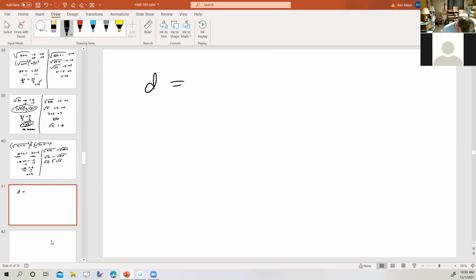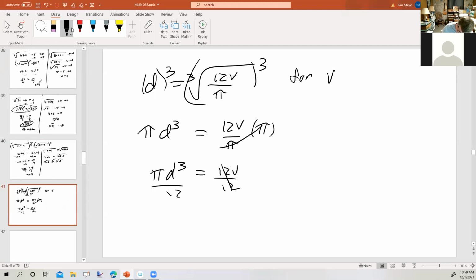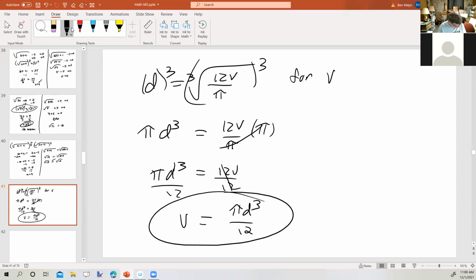And we have some formulas. D equals the cube root of the quantity 12v over pi. And we want to solve for v. Well, to get rid of the cube root, we're going to cube both sides. So we get d cubed equals 12v over pi. We're solving for v. So now I'm going to multiply both sides by pi, and then divide by 12. So v equals pi d cubed over 12.